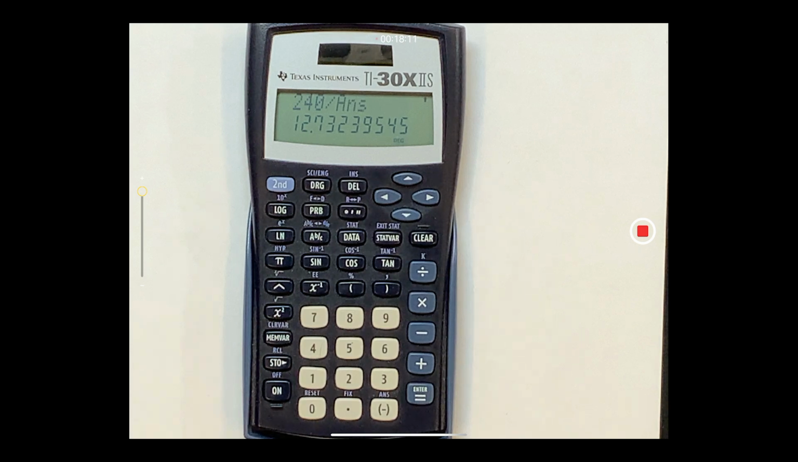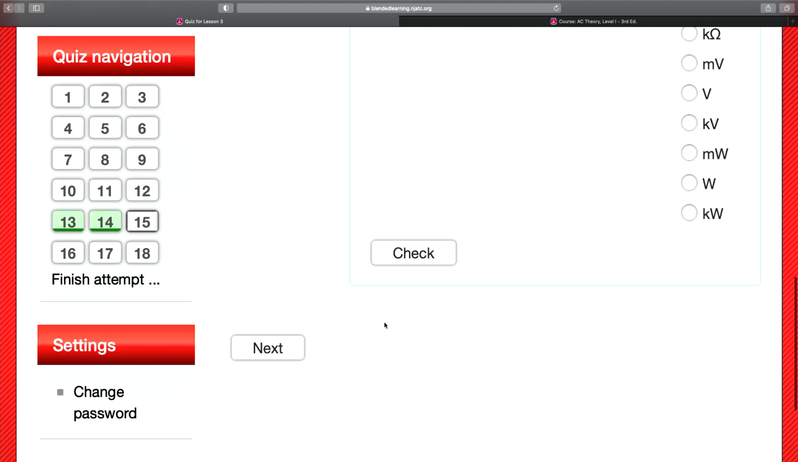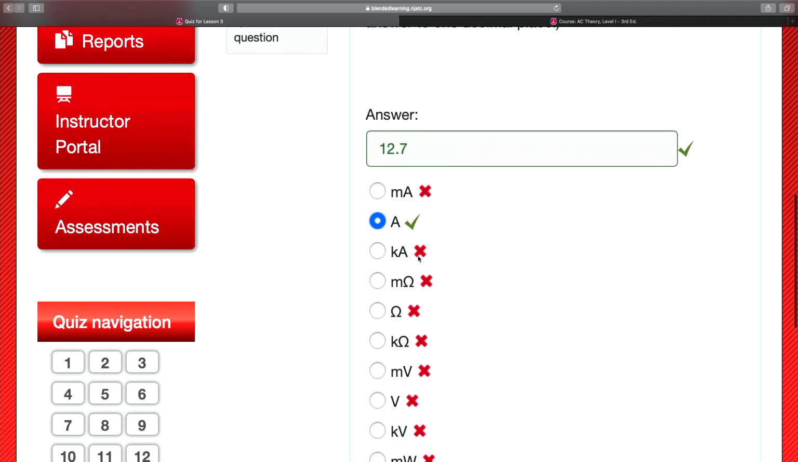Now on this particular question, they do specify that they want the final answer to 1 decimal place. So that would give us 12.7, and because it's current, it is amperes. Then we would want to go ahead and check that problem, and it looks like we were correct.